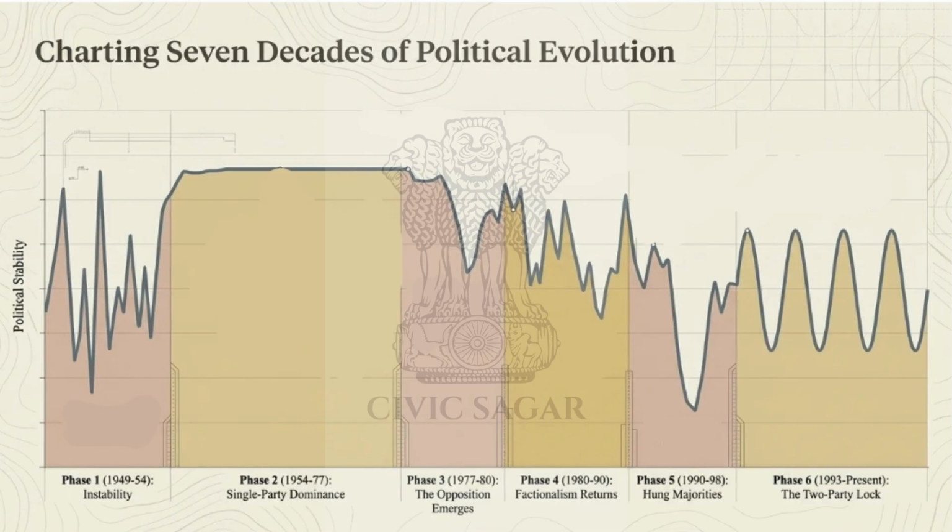Looking back across 7 decades, Rajasthan state stability evolved across 6 distinct eras. Phase 1, 1949 to 1954, post-independence instability. Phase 2, 1954 to 1977, unbroken single-party dominance under the Congress system. Phase 3, 1977 to 1980, the sudden emergence of strong opposition. Phase 4, 1980 to 1990, internal factionalism returning to government ranks. Phase 5, 1990 to 1998, hung majorities and coalition dependencies. Phase 6, 1993 to present, the modern, predictable pendulum swing between two dominant parties.